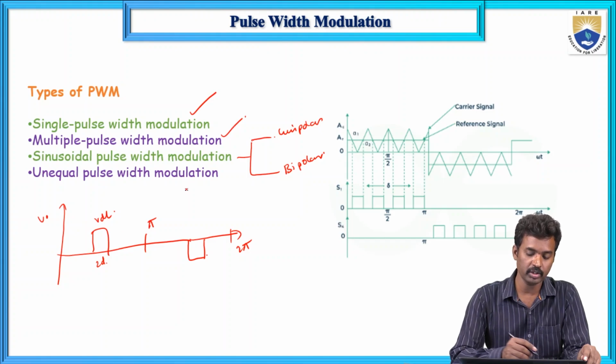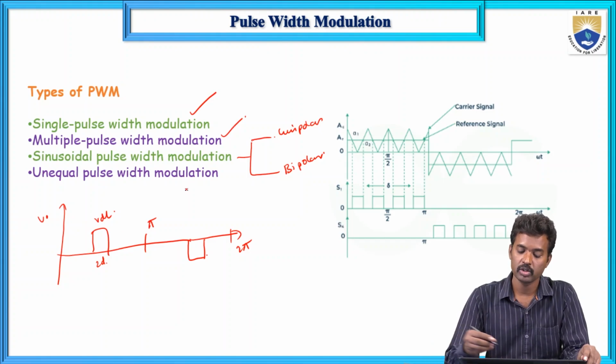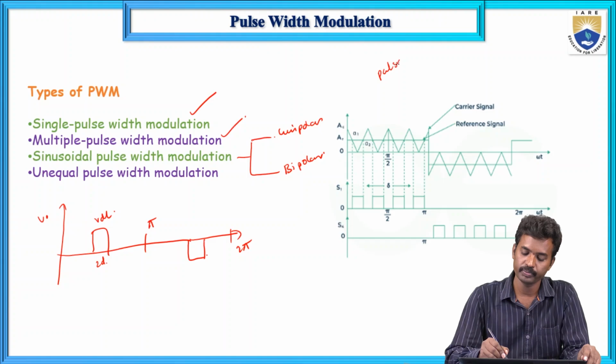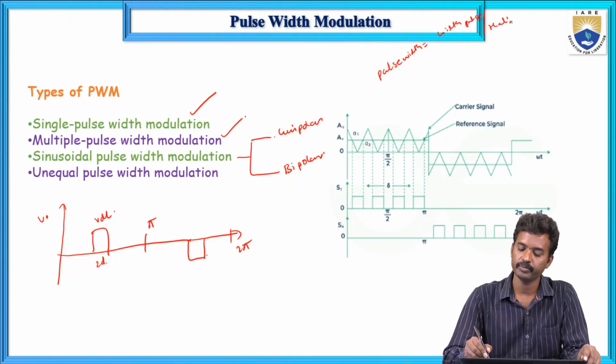Single pulse width. So what do you mean by pulse width? Pulse width equals the width of the pulse per half cycle.